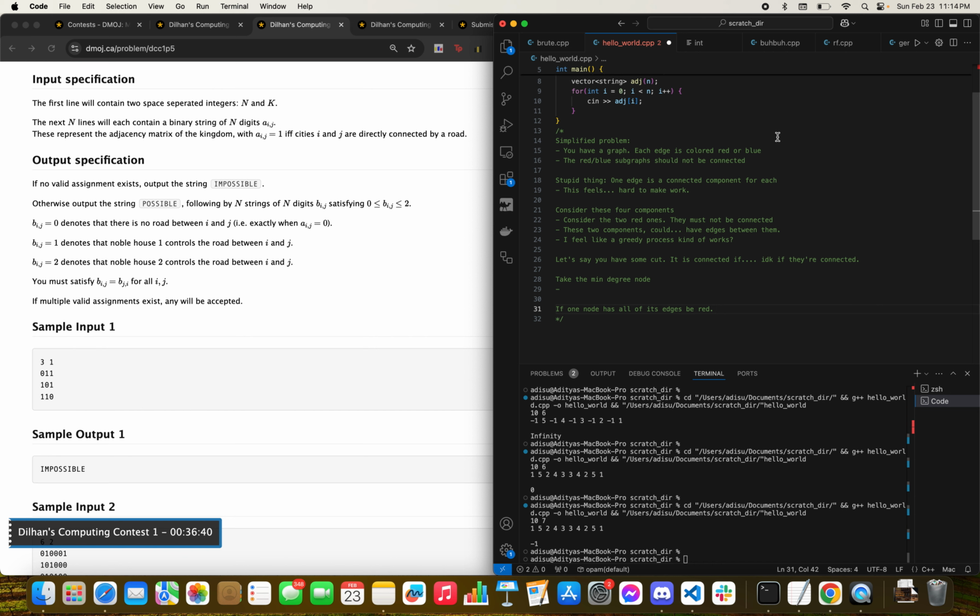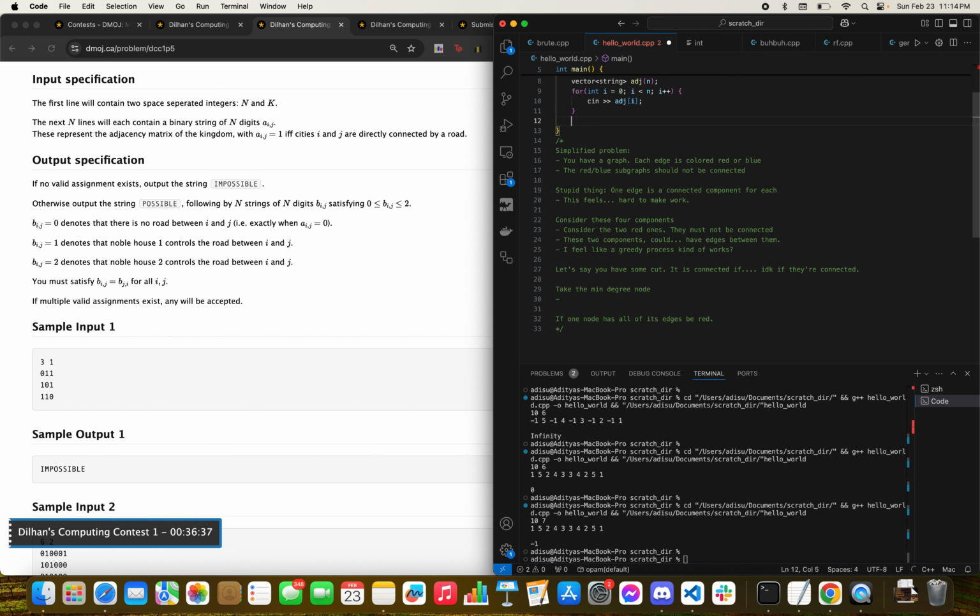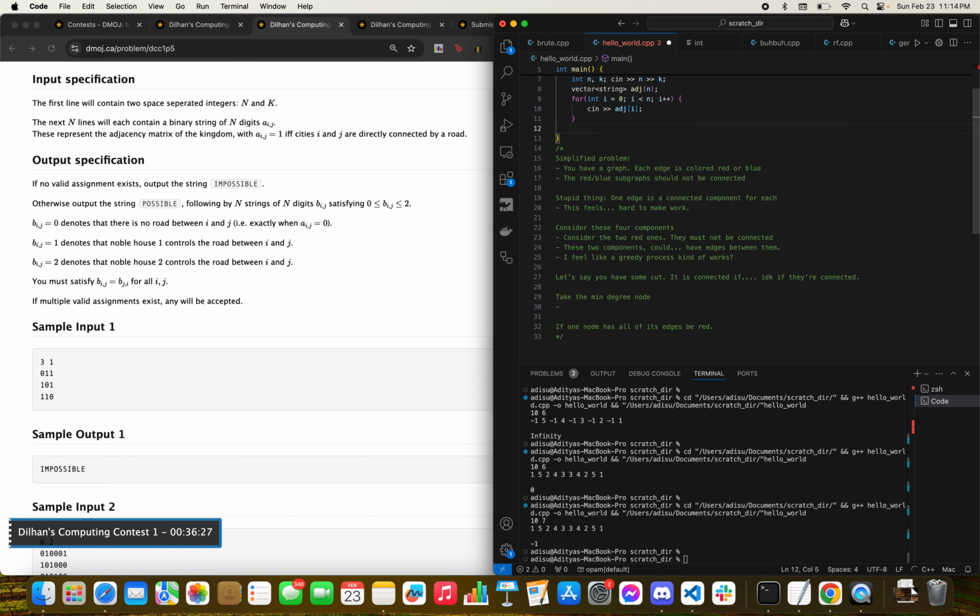Oh my god. Dude, I'm so bad. Why didn't I? I think my mental image of the condition was just wrong. Oh my god. Wait, this is trash. Yeah, if any node doesn't have degree n minus 1, then it's doable.